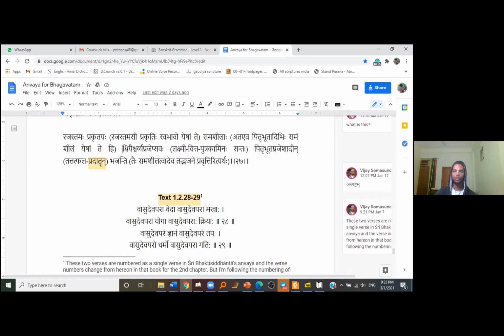But these people who are Shriya Ishwarya Prajepsavaha, because they don't have that knowledge, or even if they have that knowledge that Krishna is the one who bestows ultimately, they don't have that faith, so they just go to the next door, the closer one, which is Pitri Bhut Prajesh, and they just worship, Bhajanti. Taihi samashilatvat eva tad bhajane pravritti: because they are of the same nature as them, it's easy for them to be engaged in their bhajana.